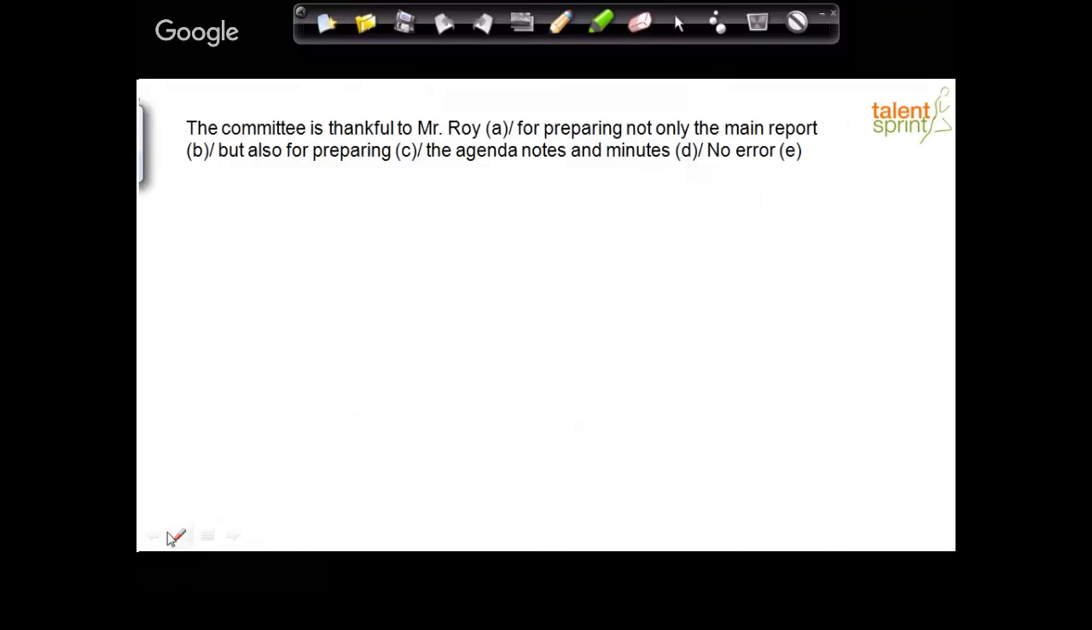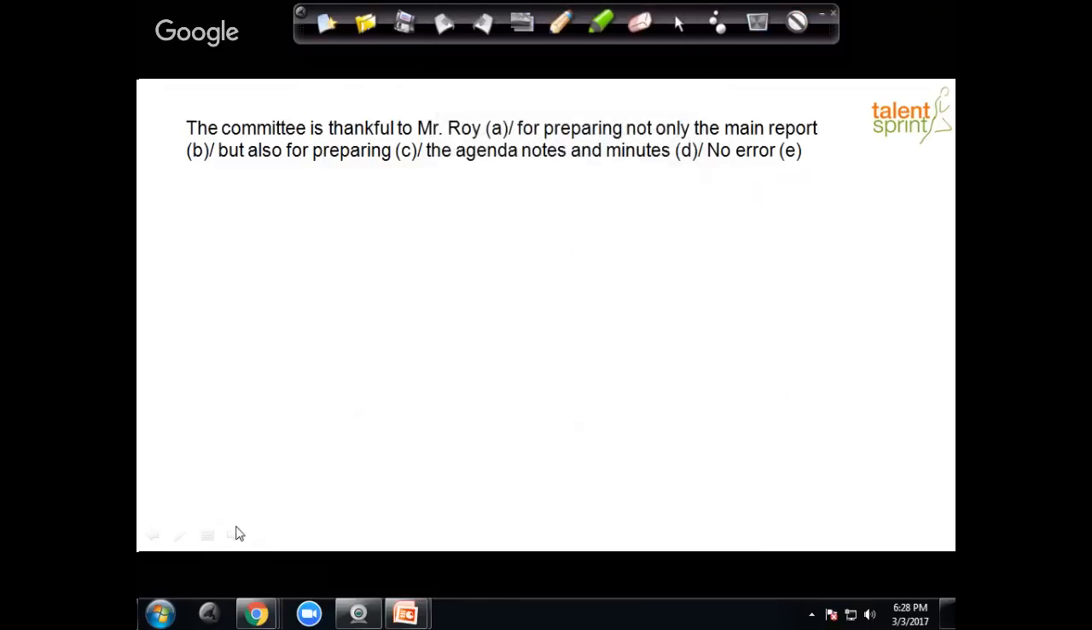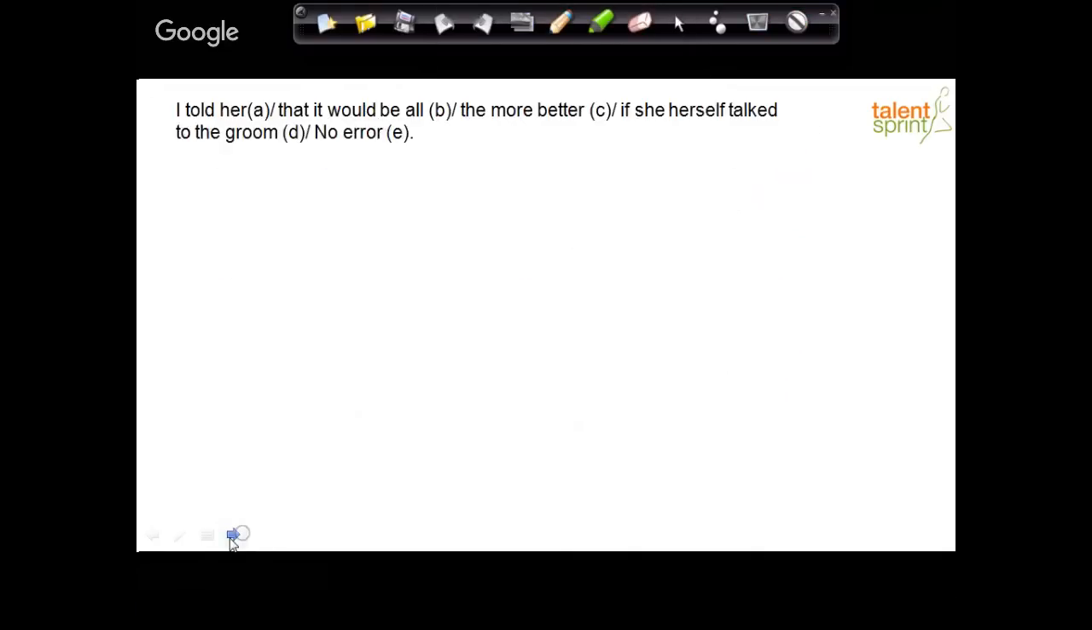So just going back to explain what a clause is for some of you. The committee is thankful to Mr. Roy for preparing the main report. That's one clause. The committee is thankful to Mr. Roy for preparing the agenda, notes and minutes. That's the second clause, right? A complete thought. So this "not only but also" is joining these two clauses. So when that happens, it has to maintain a parallel structure. That's your rule number 4. Moving on.